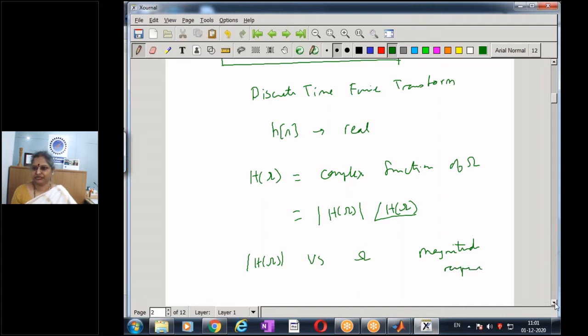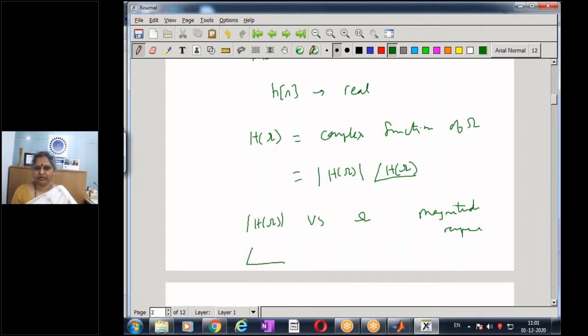The magnitude response of the system. While when I plot angle H of omega versus omega, I get what is known as the phase response of the system.